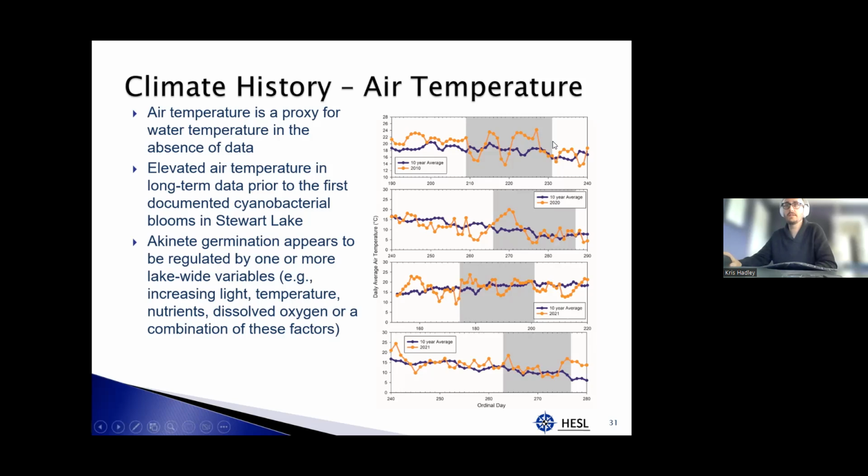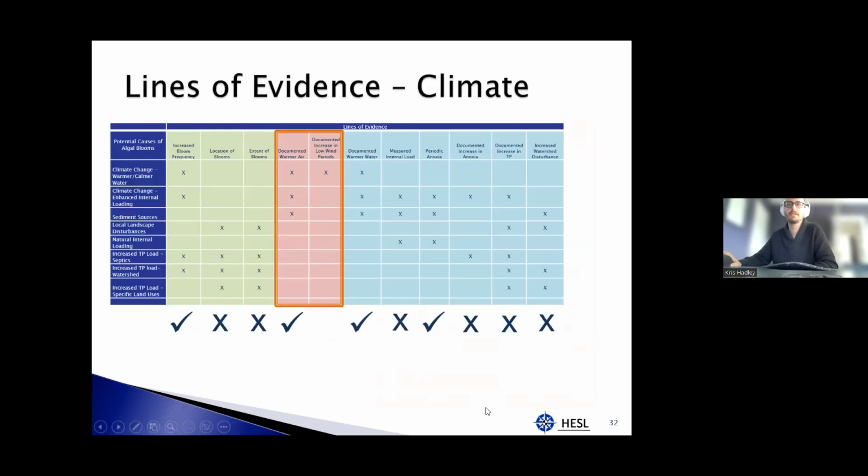So we see it in 2010 for sure, probably the most obvious case. There's definitely an extended period here of over a week and a half prior to the bloom. In 2020, we see the same sort of thing. We see warmer than average conditions, and less so in 2021 prior to the bloom. But it is evident in the air temperature data that we do have conditions that would potentially favor cyanobacteria. So that gets a check mark.